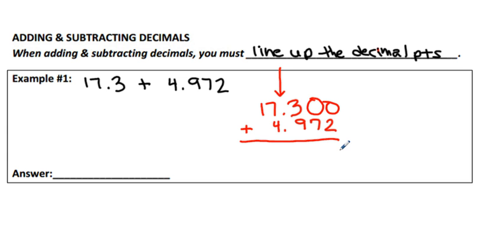Let's get started on adding. 0 plus 2 is 2. 0 plus 7 is 7. 3 plus 9 is 12. Carry the 1. Decimal point, decimal point, decimal point. 1 plus 7 is 8. Plus 4 is 12. And 2. So my final answer is 22.272, or 22 and 272 thousandths.